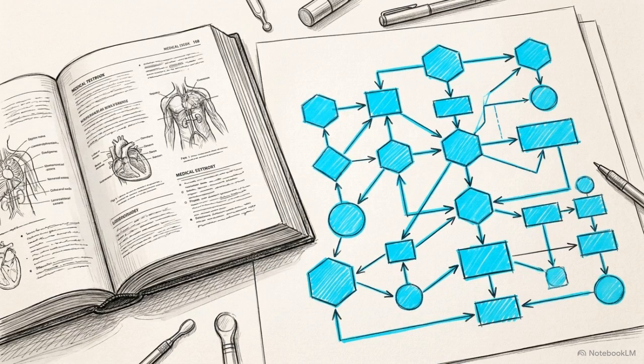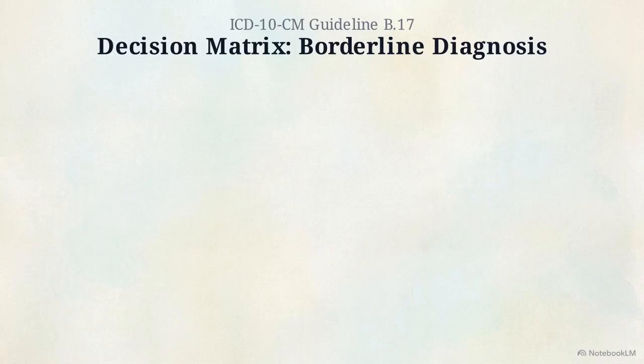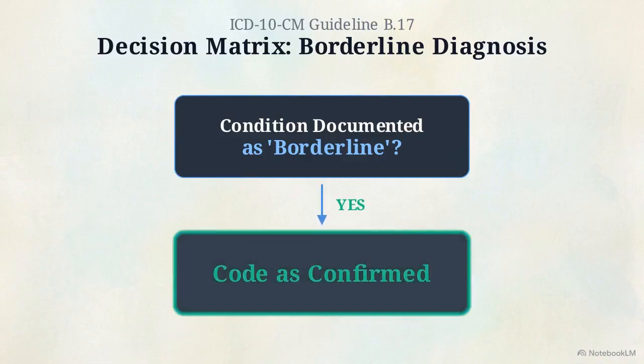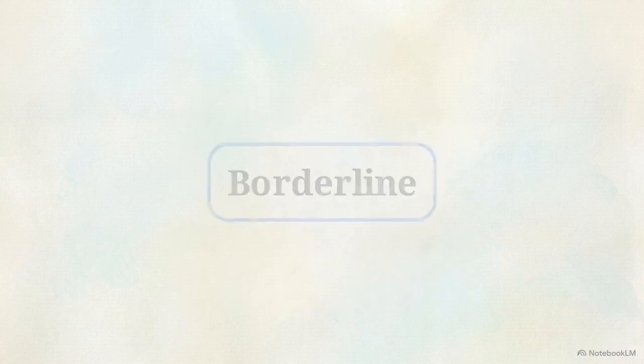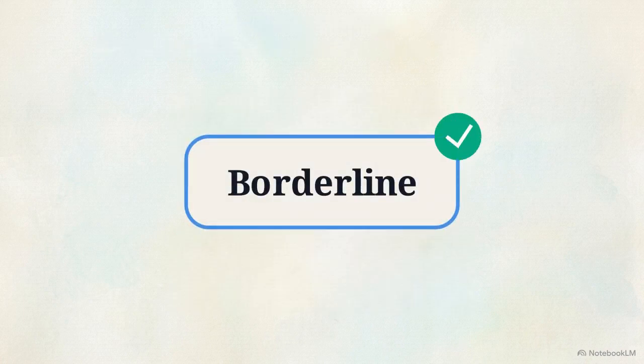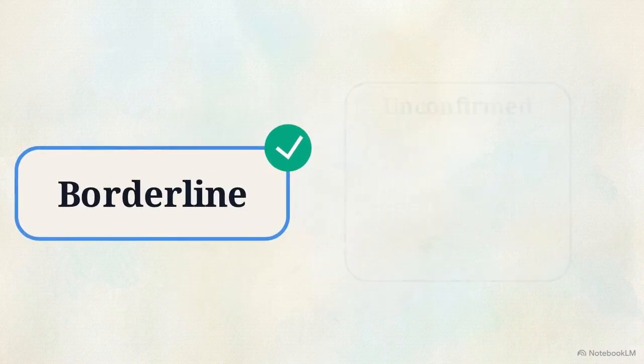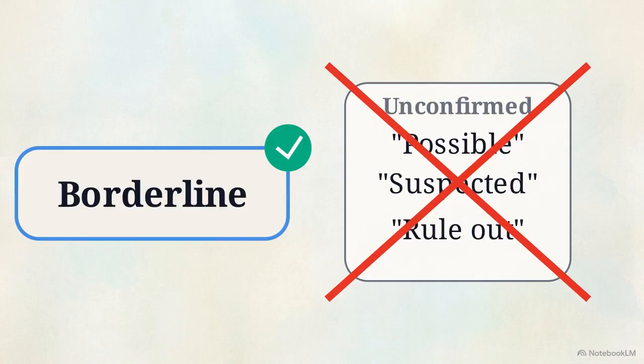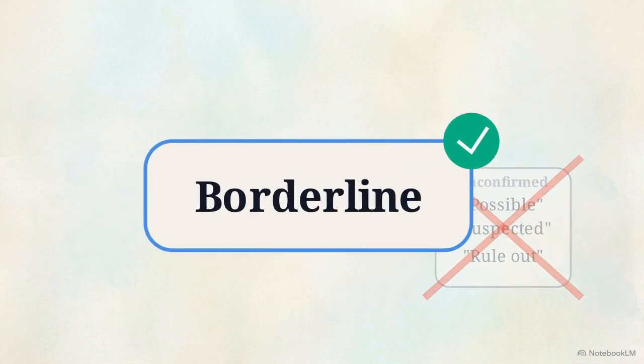We translate this guideline into a reliable operational workflow by establishing a base starting point. This flowchart represents the first stage of our decision matrix. When the provider documentation explicitly states a condition is borderline, the immediate default pathway leads directly to coding it as confirmed. This foundational axiom is the required initial assumption for any borderline chart. You must consciously shut down any instinct to treat the diagnosis as unconfirmed. The pathways for possible or rule out are entirely blocked off in this workflow.